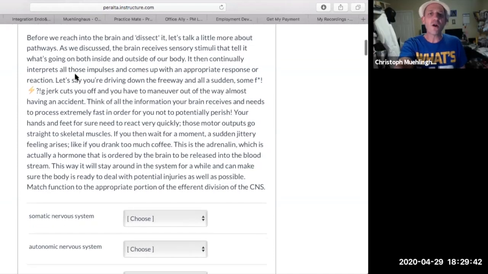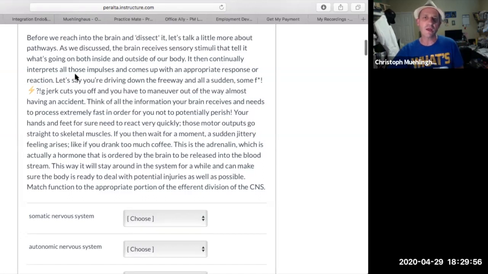All right. Before we reach into the brain and dissect it, which we unfortunately can't do this time around, let's talk a little more about pathways. As we discussed, the brain receives sensory stimuli that tell it what's going on both inside and outside the body. It continually interprets those impulses and comes up with an appropriate response or reaction. Let's say you're driving down the freeway and all of a sudden some jerk cuts you off.